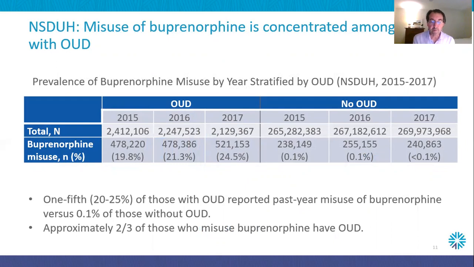Misuse of buprenorphine in the general population is concentrated among those with OUD. 1/5 of those with OUD, as shown in the left set of columns, reported past year misuse of buprenorphine versus about 0.1% of those without OUD, shown on the right side of the slide. Also, approximately 2/3 of those who misuse buprenorphine have OUD, if you look across the rows on the bottom row.